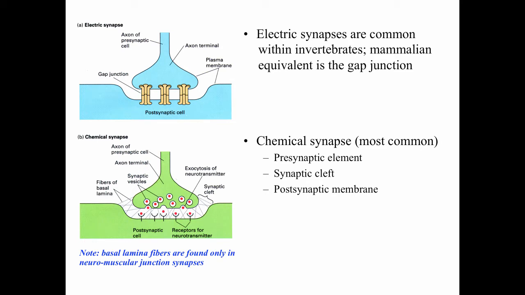There is a presynaptic element shown here, the synaptic cleft shown here, which we're going to look at in much greater detail in a few minutes, and then the postsynaptic element or postsynaptic membrane. Now note that in this cartoon it's showing fibers of the basal lamina, so this would be if you were representing a neuromuscular junction. Basal lamina are common within the neuromuscular junction, but there are no basal lamina within neuronal to neuronal synapses, either in the central nervous system or neuronal to neuronal synapses within the peripheral nervous system.